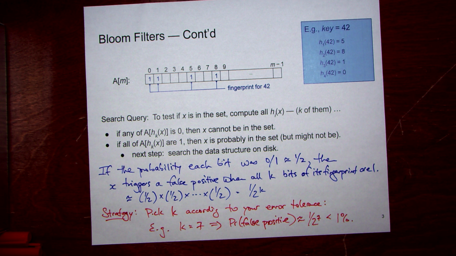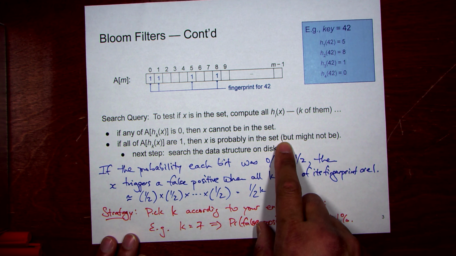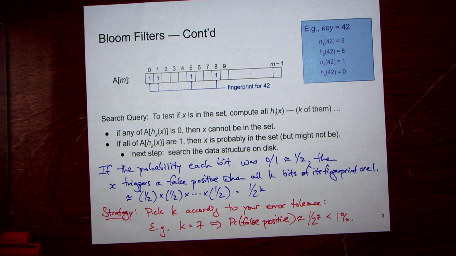Anything that's not in the set is going to trigger a no. Anything that's in the set is going to trigger a yes. But it's possible that there's something that's not in the set that still triggers a yes, because the bits might all be 1. That's where the false positive comes from, and you're going to have to search the database anyway. It says yes, you wanted the data, so you go to the database.